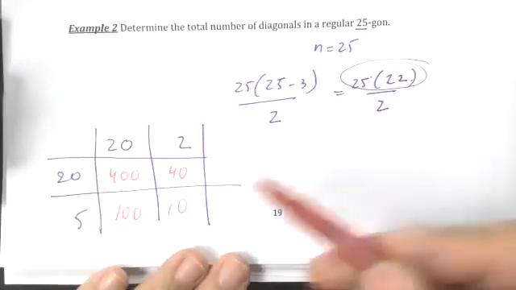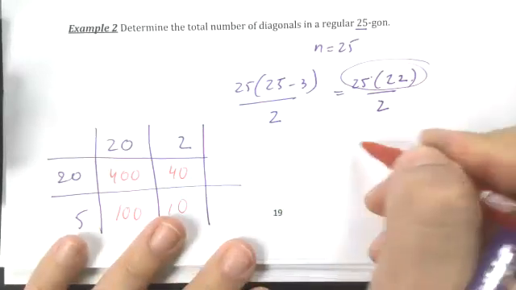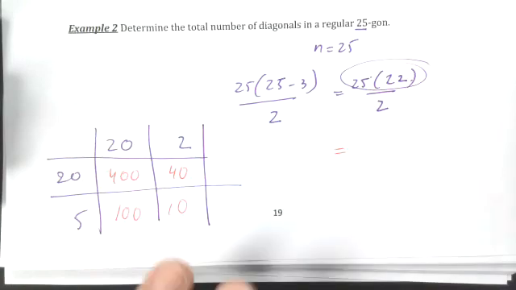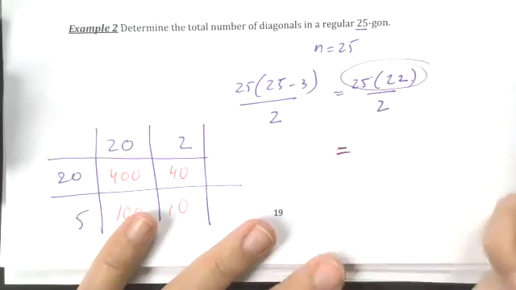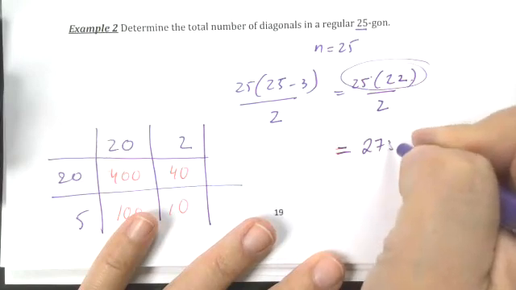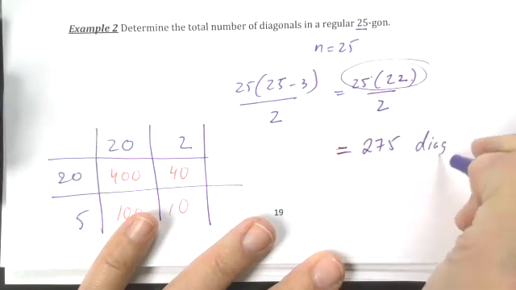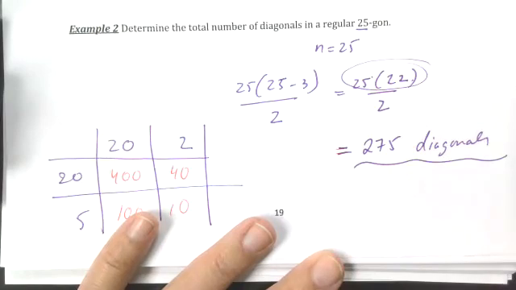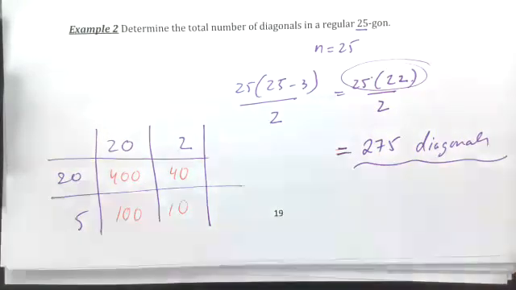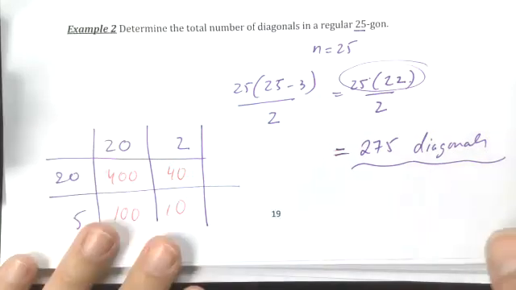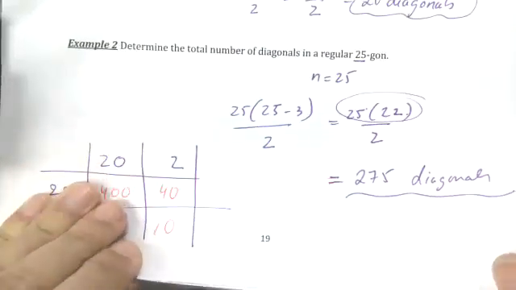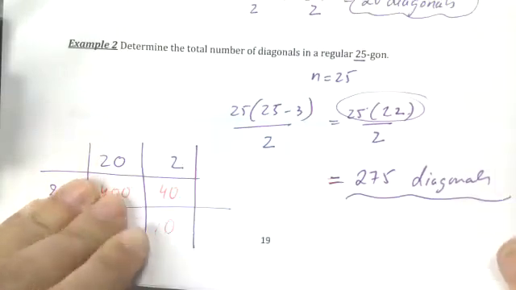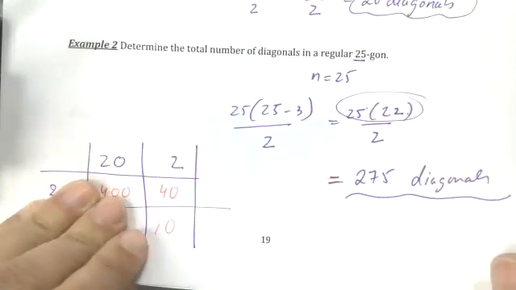Anyway, so we have 550, we divide that by 2, so we get how many diagonals? 275 diagonals. So make sure this formula is in your study sheet, because you will get a question like this in the test all the time. It's 3 marks, so you just have to plug in and calculate using your calculator.